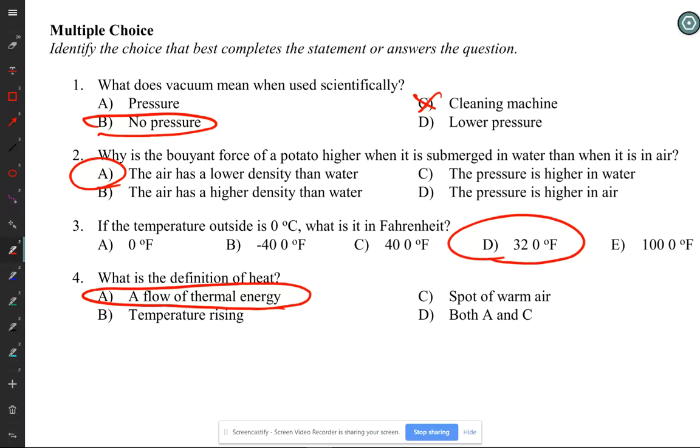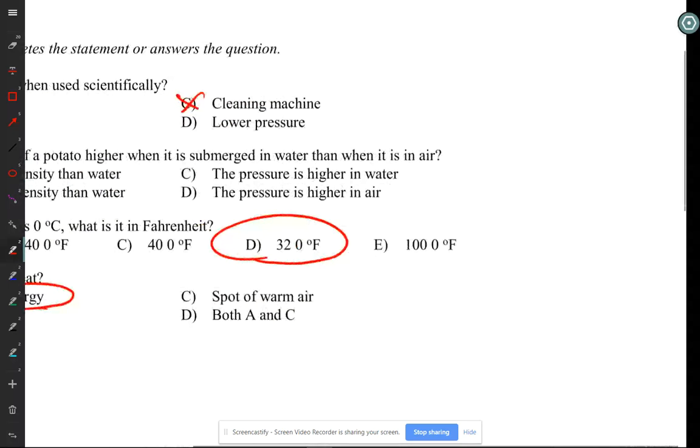So if water was completely incompressible, which is the way we treat it in a class like this, you could pressurize the water, or you could take a potato and put it down at the bottom of the ocean, and its buoyant force would be the same as at the top of the ocean, assuming the potato itself isn't compressible, which is a bad approximation.